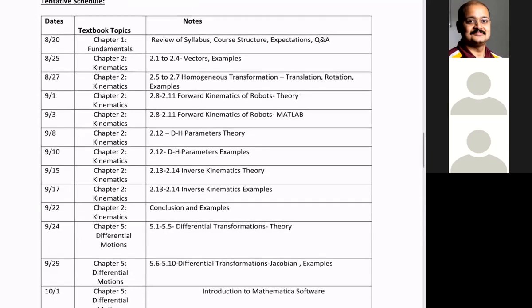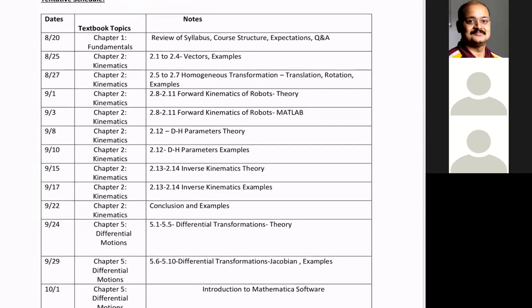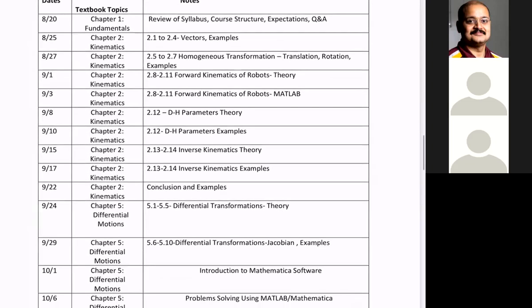At the end, the last lesson, on September 22nd, I will try to work out one or two problems, start to end, in class. Then the next part is the velocity analysis. In chapter 2, we will look at the position analysis, and then we will extend that to differential transformation, which is the velocity analysis.